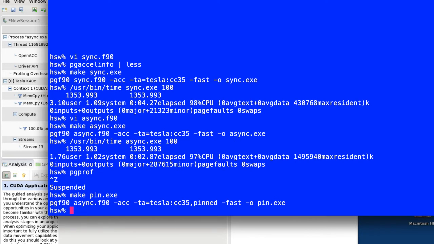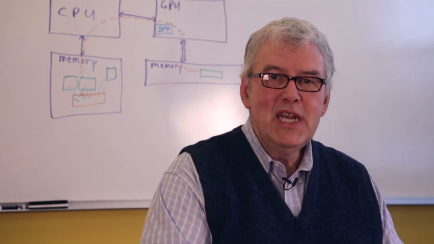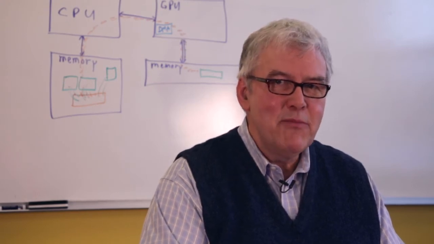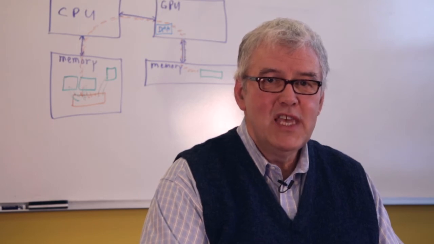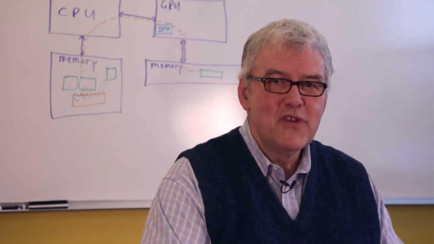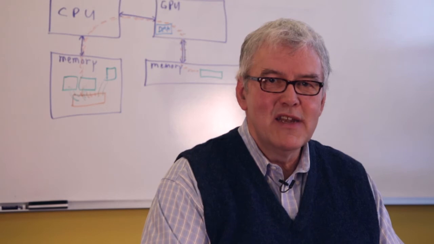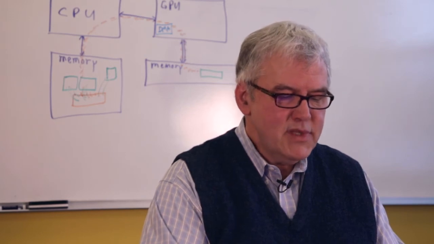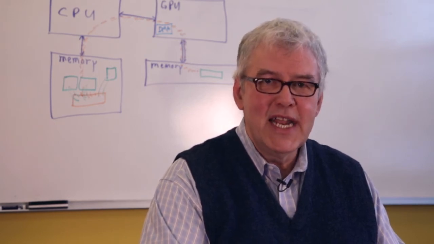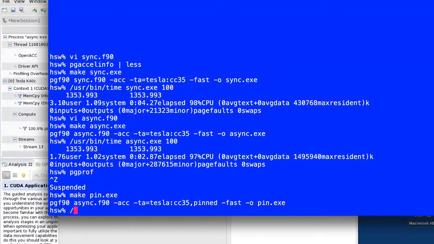So the only difference between this build and the last build was on the -ta=tesla command, I added the pinned option. What the pinned option will do is take all dynamic memory allocations, that would be malloc, calloc, and free for C, new and delete in C++, allocate and deallocate in Fortran, and turn them into versions that are using pinned memory. They allocate the data in pinned memory. It has to be specified on both the compile line and the link line when you're doing separate compilation.